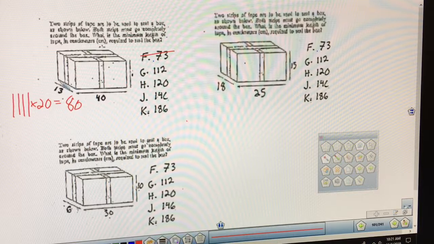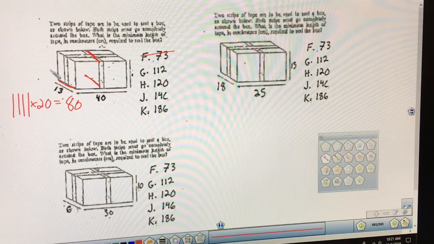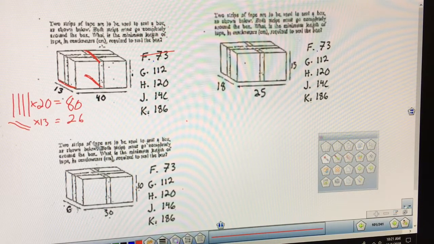Now we have this 13. See this 13? That's the one going on the diagonal. And there's only 2 of them going on the diagonal. There's no tape going this side. So it's just on the top and there. So that's 2 of those diagonals times 13. And that's 26. So that's 106. All right?